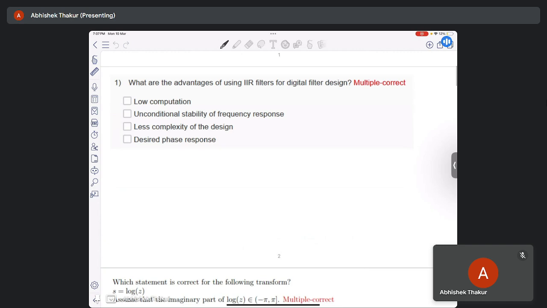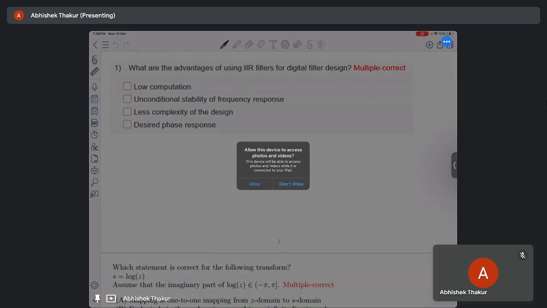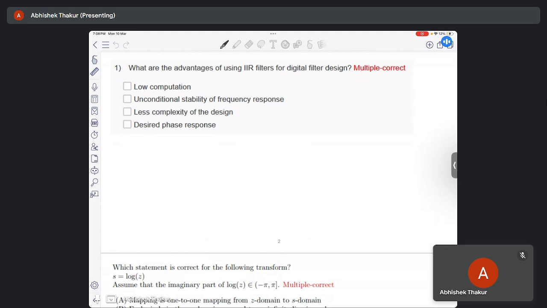So coming to the first question of today. What are the advantages of using IIR filters for digital filter design? Basically, the IIR filter offers very low complexity and requires lesser computation in general. So what are the two advantages? That it requires low complexity. So option C is correct, and then requires lesser computation in general.